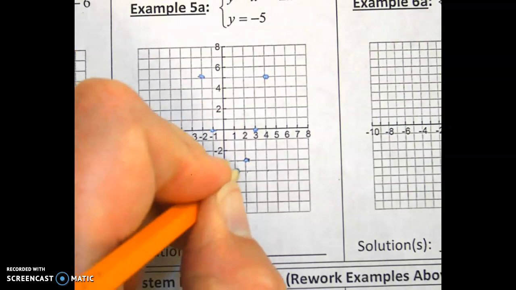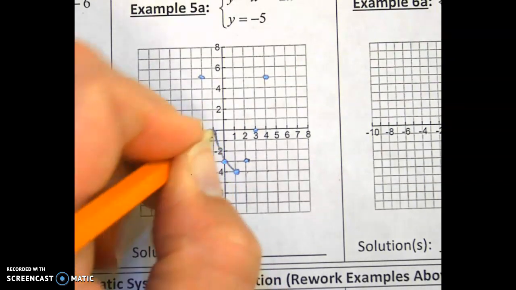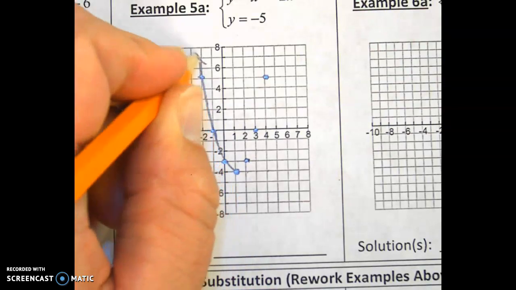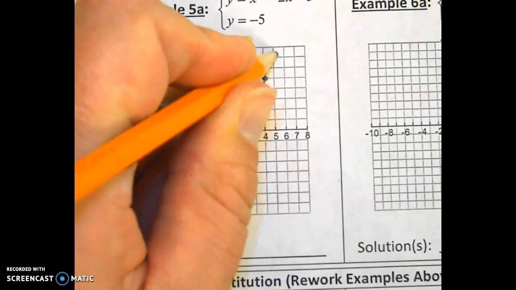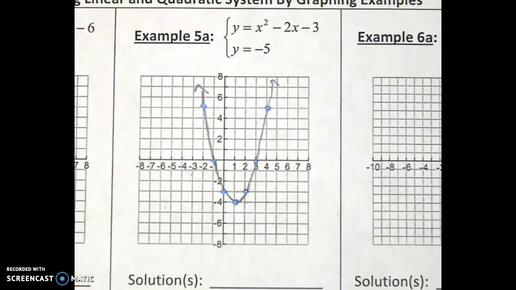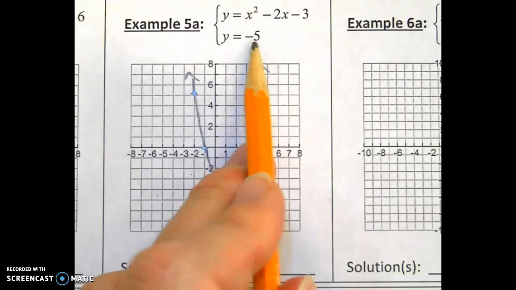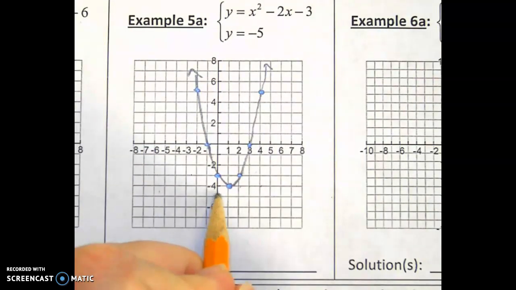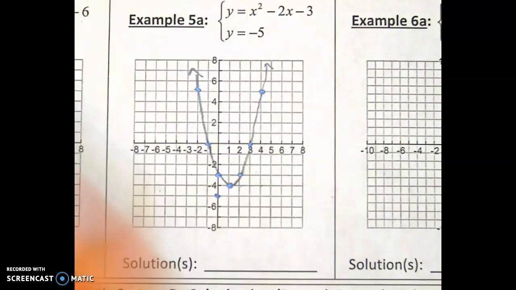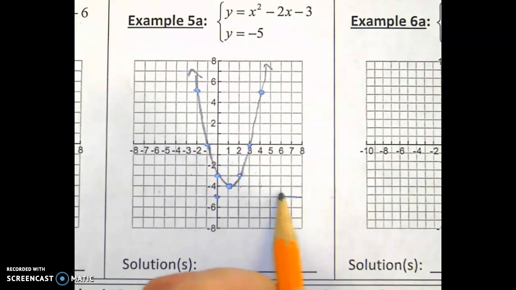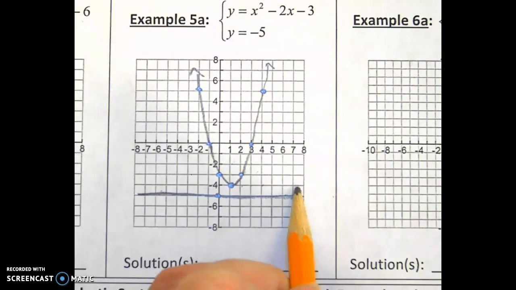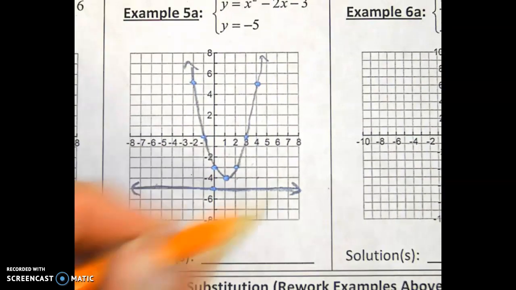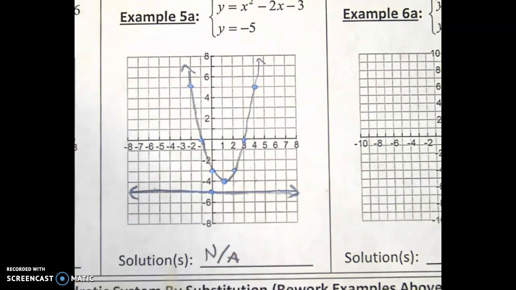Remember, we can do that because it is symmetrical about the axis of symmetry. These points are equal distance from the axis of symmetry. Okay, graphing our line, our y-intercept is at -5. The slope is 0, so we're going to have a horizontal line because the slope is 0. Okay, so they do not intersect, so there is no solutions. Alright, let's move on.